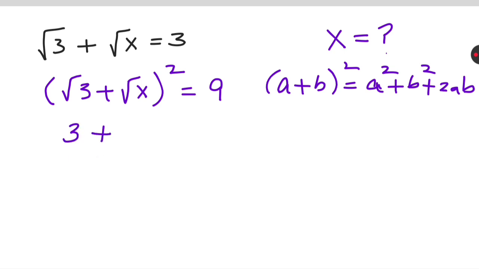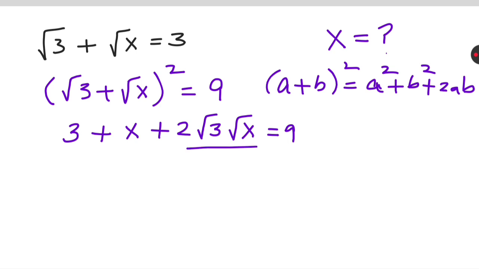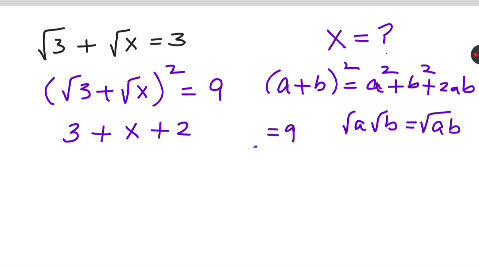Similarly, b² is x, plus 2 times ab, √3 times √x, equal to 9. Here √3 times √x is in the form of √a times √b. We can write this as √(ab) as a product. Same like that, √3 times √x we can write as √(3x). Now this 3 + x, if you send to the right hand side, then it's going to be 2√(3x) = 9.